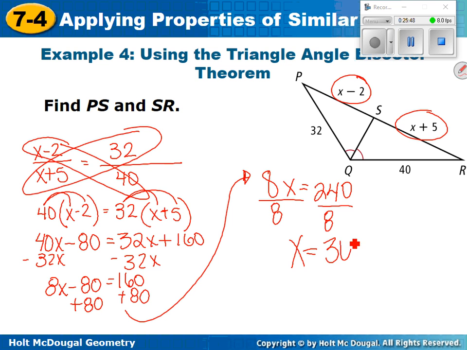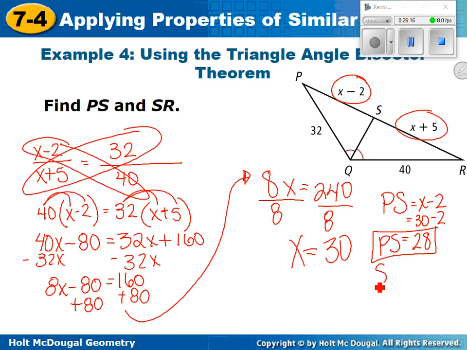30. Now be careful. What did the directions say for us to find here? PS and SR. So make sure you read your directions. If you stop right here, you're going to miss points because you didn't actually find what they asked for. So what was PS equal to? X minus 2. So when we plug in that 30 minus 2, what is PS? 28.